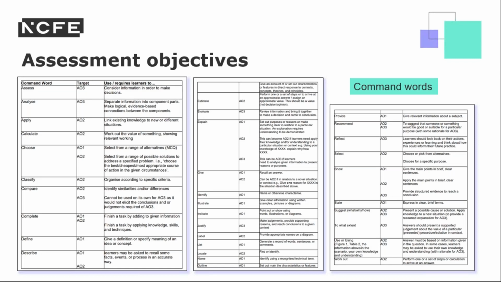Here are some command words linked with the AOs. These are a great word bank for your learners to support their annotation and give them understanding of the terminology that could be used to explain their own work.